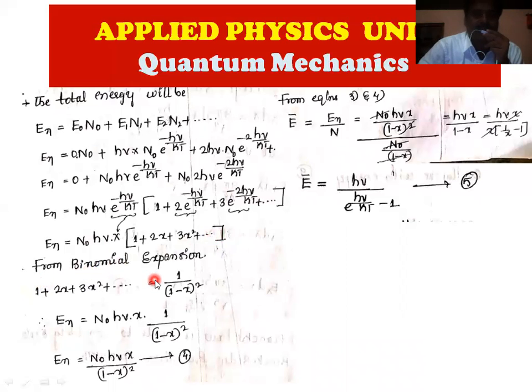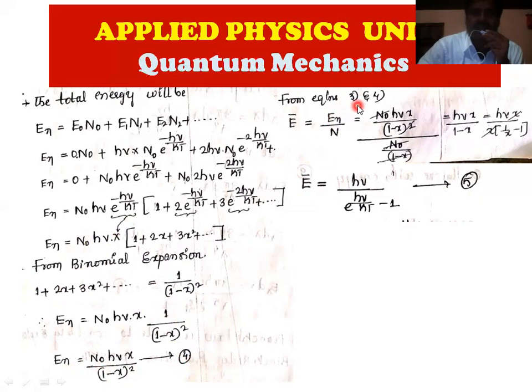Again from the binomial expansion, this expansion can be written as 1 by (1 minus x) whole square. We are substituting this expression, so you will get En equal to N0 h nu into x. The first parameter on the right hand side stays as it is, and according to the binomial expansion we substitute 1 by (1 minus x) whole square. En equal to N0 h nu into x by (1 minus x) whole square. This is called equation 4.